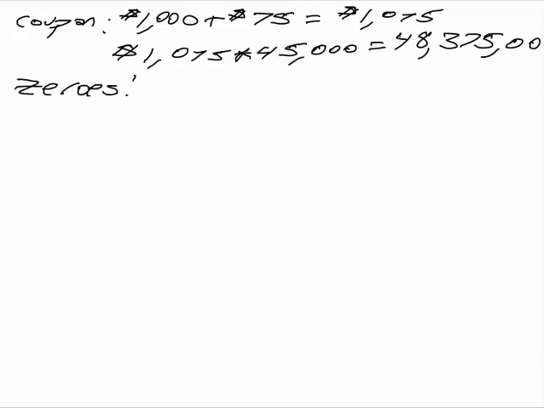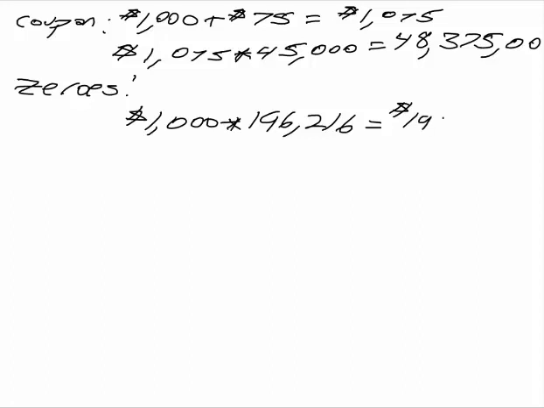For the zeros, the arithmetic is a little bit simpler. We have the par value of 1,000. These are zero coupon bonds. They don't pay any coupon payment, so all we have to do is take that $1,000 and multiply it by the number of bonds we issued, which is 196,216, which means at the end of 20 years, if we issue zero coupon bonds, we'd have to pay back $196,216,000. So that's part B.